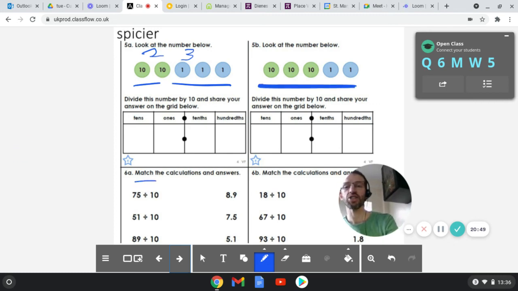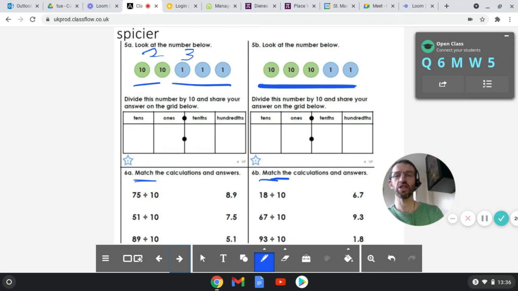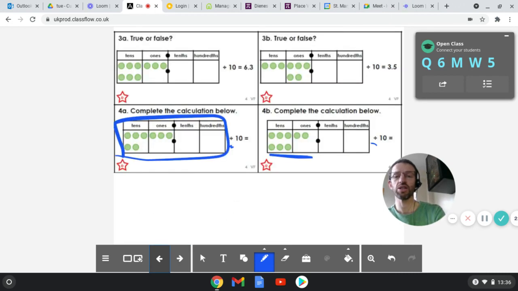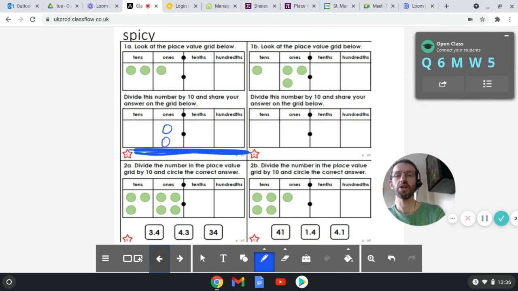Here's a matching task, which you've done in the example with me. Matching things. Take me off the screen so you can see it. And there's one more page of spicier work, looking at true and false, and completing the calculations again using these representations. Remember to use the correct question numbers. If it's 7 or 8, A and B over here. Make sure you use those so you know what you're doing when you're marking. I'll just go back so that you can look at the screens and pause the video. Spicy work, pause the video to do that.